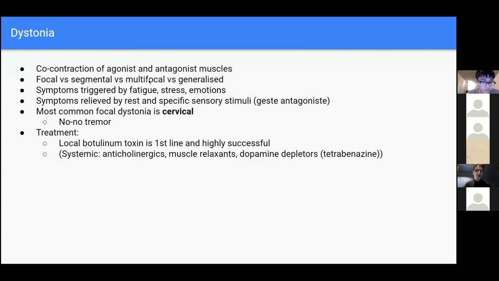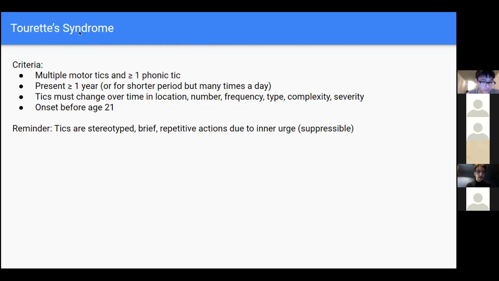Cervical dystonia is also the most common focal dystonia, and the classic presentation of that, or kind of objective sign of cervical dystonia, is the no tremor. So people moving their head back and forth. The treatment is actually really cool to know. The first line treatment of dystonia is Botox injections to actually paralyze the muscles that are involved. And then there are other systemic treatments that I don't think are relevant for the Med 2 level.